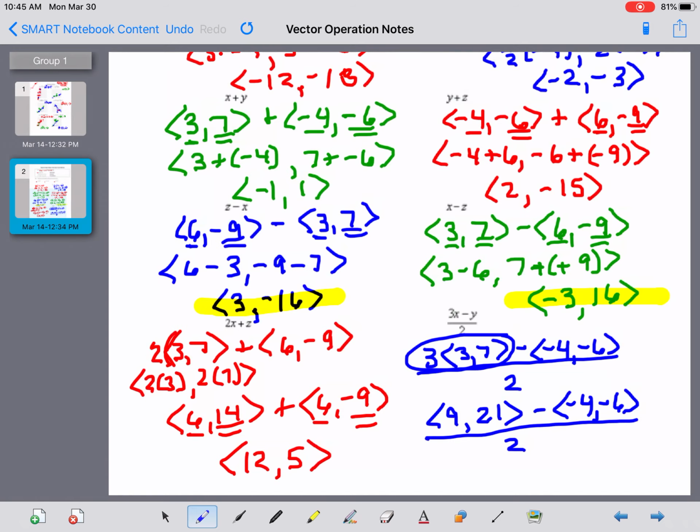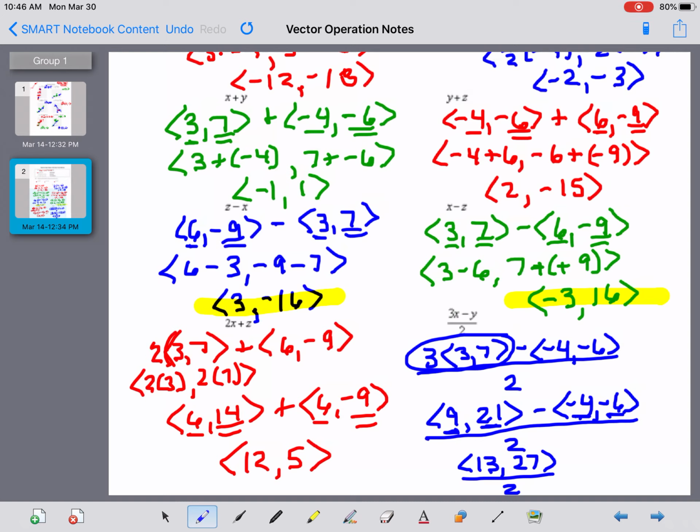I have 9 minus a negative 4. Well, minus a negative becomes positive. So I get 9 plus 4, I get 13. My vertical, 21 minus a negative 6 makes 27. And I'm going to still have this 2 on the bottom. All right, so right now I have a vector of 13, 27 and I have a divide by 2.